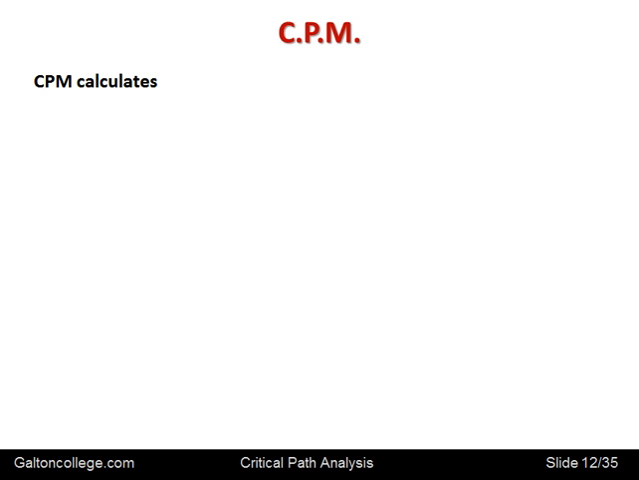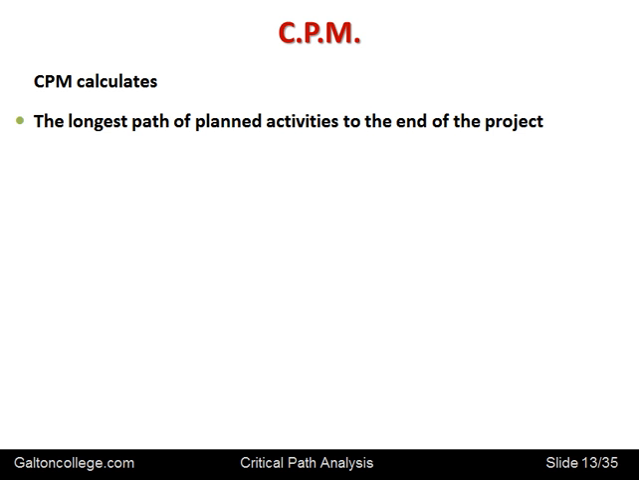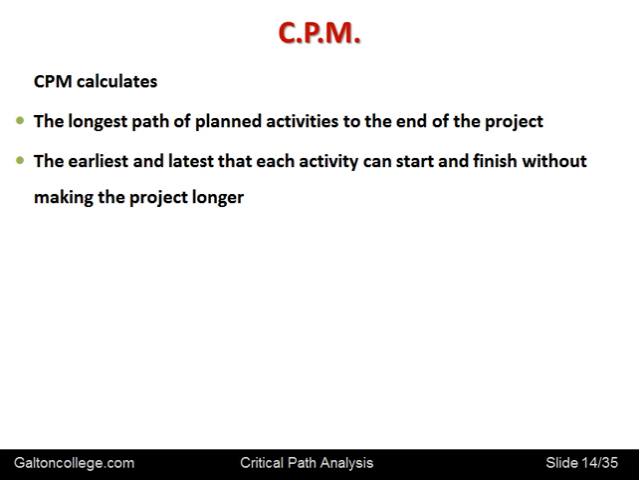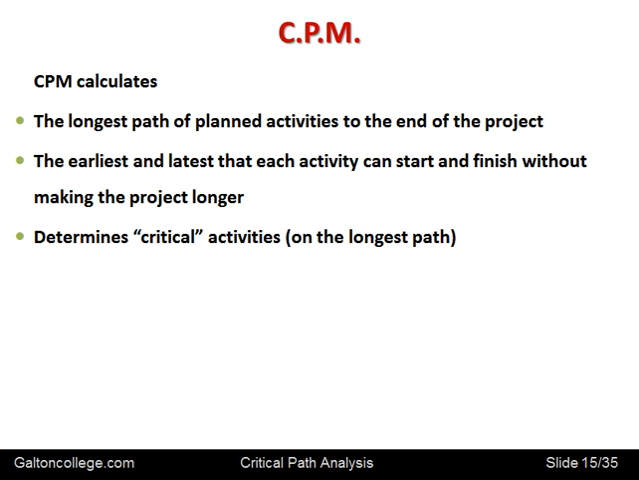So the critical path method, CPM, calculates the longest path of planned activities to the end of the project. So the longest path is the critical path. It calculates the earliest and latest that each activity can start and finish without making the project longer. So it specifies the earliest and the latest that each activity can start and finish without making the project any longer. That's the critical path. It determines the critical activities. Which activities are on the critical path, which activities must be engaged, and which ones come in front of the others. What's the sequence, and how long will it take, and how are they dependent or interdependent?